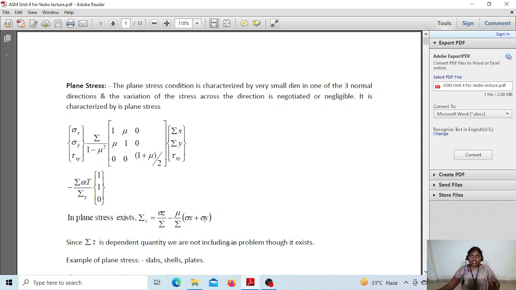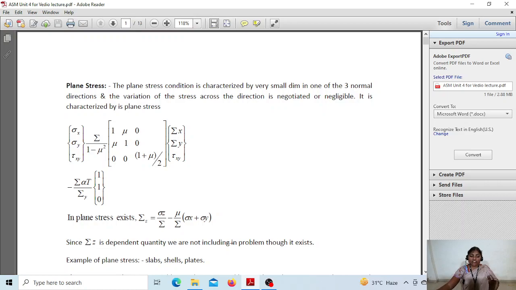three direct stresses and three shear stresses, that is sigma x, sigma y, sigma z are direct stresses. Shear stresses are tau xy, tau yz, tau zx. Now when you take plane stress into consideration, your z direction stress won't be there, that is sigma z will not be there. This condition is seen in example problems of slabs, shells and plates. You can see this type of condition.